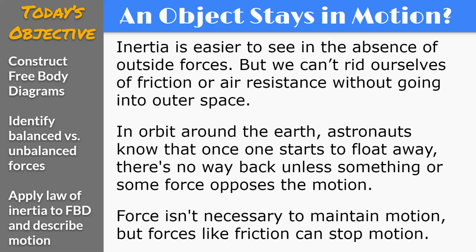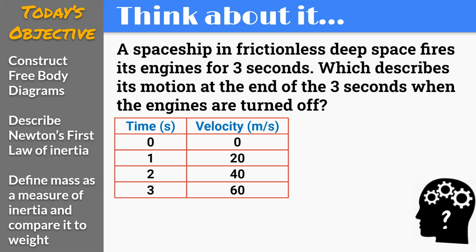The only force you would have if you're anywhere near a planetary body is, of course, gravity. But in orbit around the Earth, astronauts know that once one starts to float away, there's no way back unless something or some force opposes the motion. Again, force isn't necessary to maintain motion, but forces like friction can stop motion. It is a common misconception that you have to keep applying a force to keep something moving.